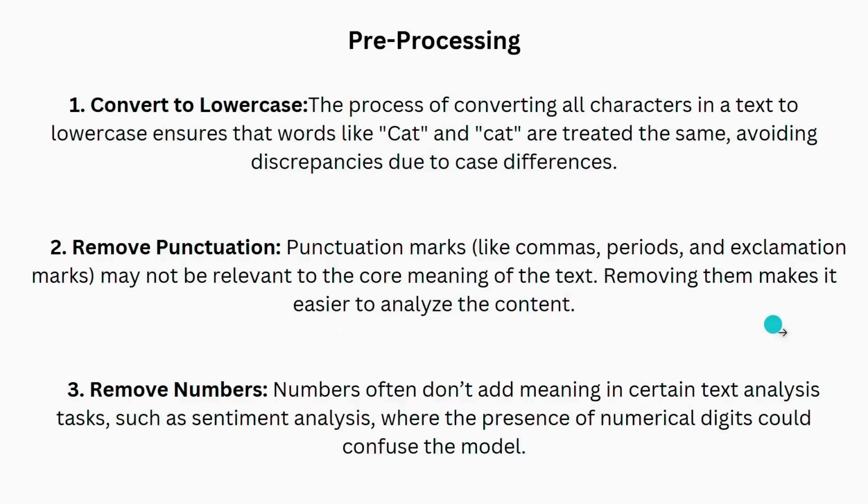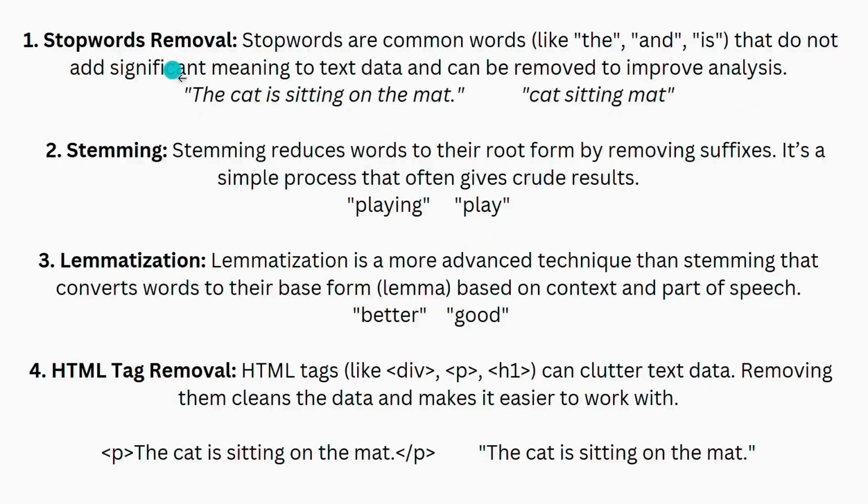Next, we go to stopwords removal. Stopwords are unwanted words in our dataset or our sentence. For example, "the cat is sitting on the mat." Here we don't want the words "the," "is," "on," since they have no meaning in the sentence. So we can take only "cat sitting mat." Because these words make the dataset more complex, we have to remove the stopwords from the dataset.